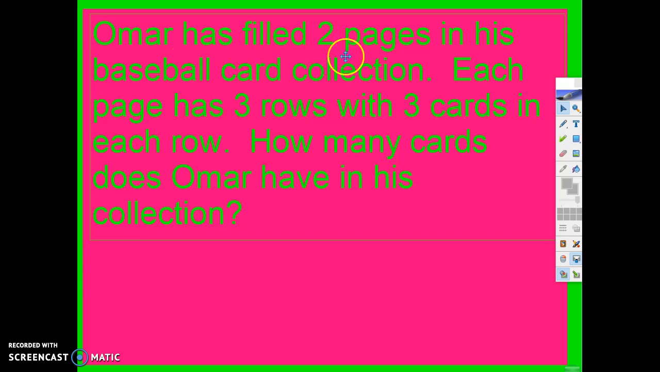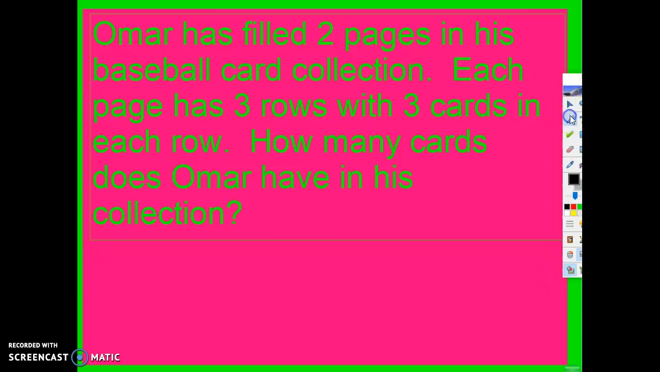Omar has filled 2 pages in his baseball card collection. Each page has 3 rows with 3 cards in each row. How many cards does Omar have in his collection? So there is a ton of language in this, right? This is almost like a paragraph long story problem. So whenever I get lost in the language, I just want to come back and start to draw pictures. So let's start at the beginning. We'll draw it out and we'll find the right answer.